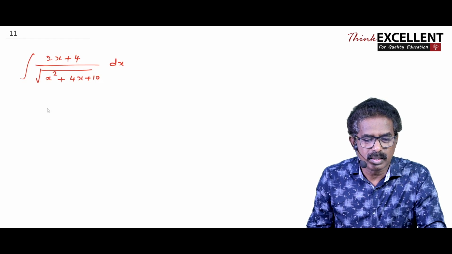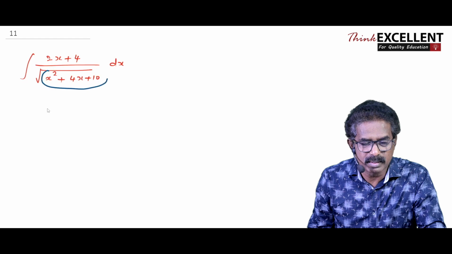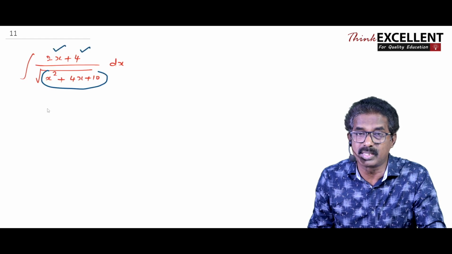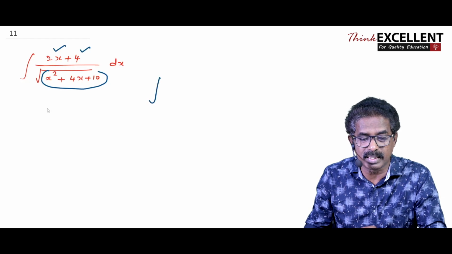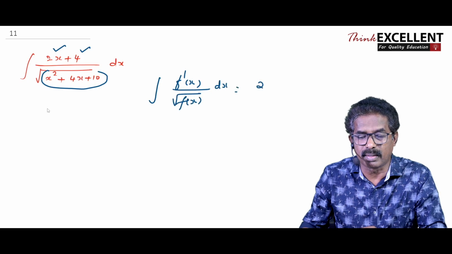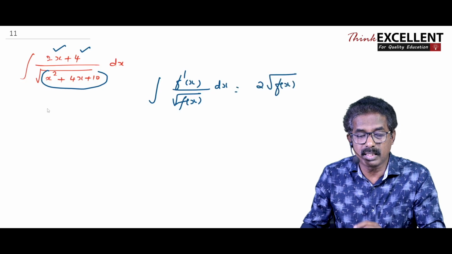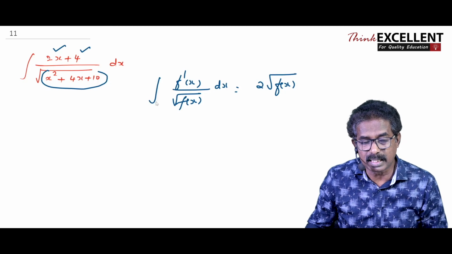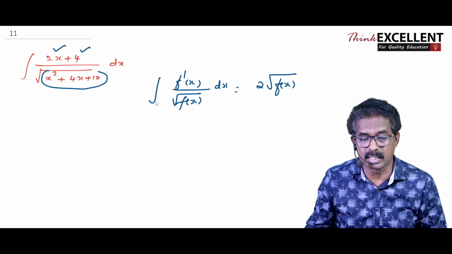Listen. See the derivative of this part. X square derivative 2x, 4x derivative 4, 10 derivative 0. So you can do it in a very simple way. Integral f dash x by root fx type, the answer is 2 root fx. So there are 3 formula based like this. One is integral f dash x by root fx, that is 2 root fx.